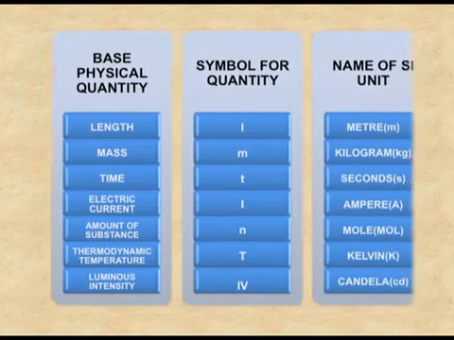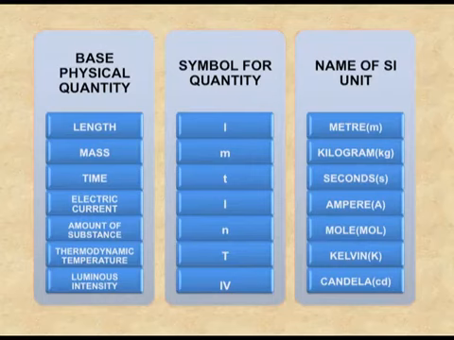The units: the unit of length is the meter, for mass it is the kilogram, time it's seconds, for electric current the unit is the ampere, for amount of substance the unit is the mole, temperature is measured in kelvins, and luminous intensity in candela.